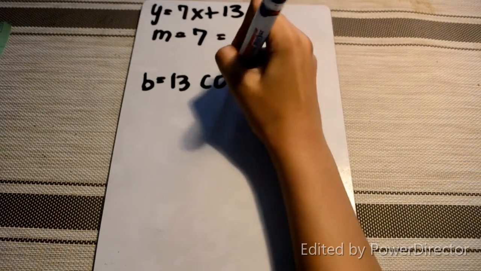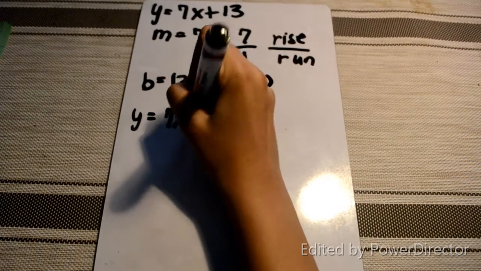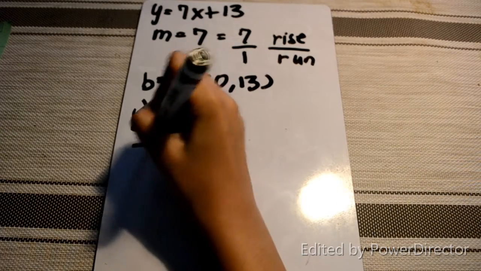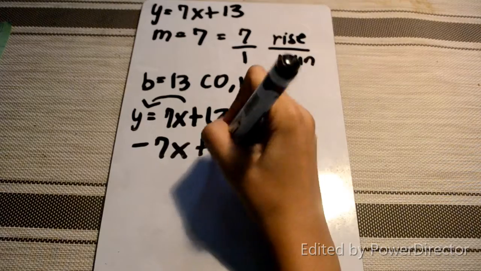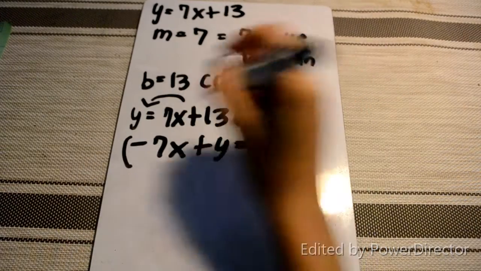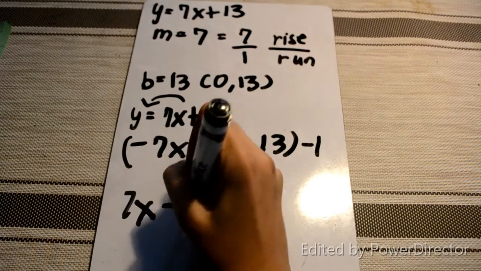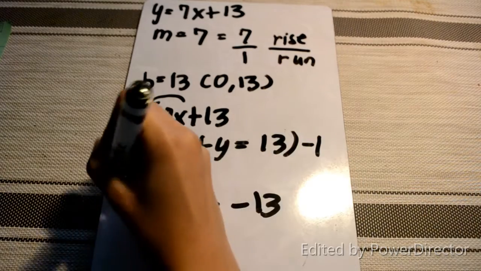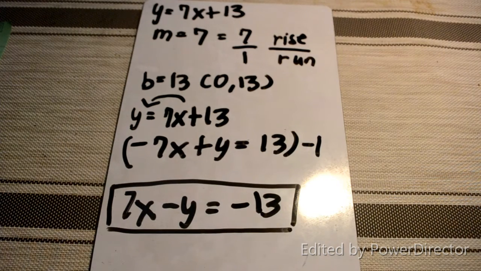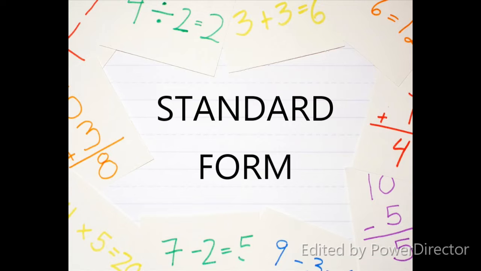That results to negative 7x plus y equals 13. But in an equation, the first variable must always be in a positive value. Therefore, we need to multiply the whole equation with -1 to get 7x minus y equals negative 13. That concludes that 7x minus y equals negative 13 is the slope-intercept form of y equals 7x plus 13 in standard form. Now, we will convert intercept form to standard form.